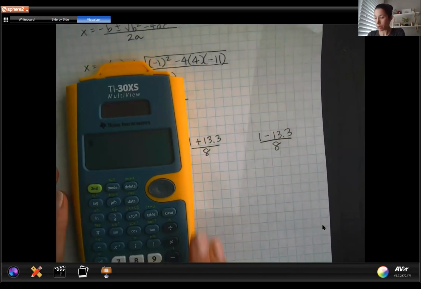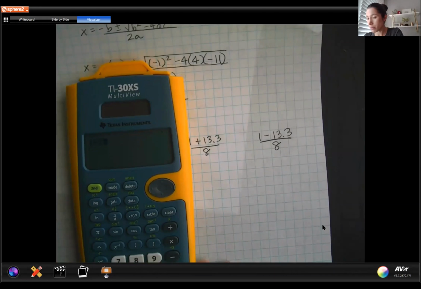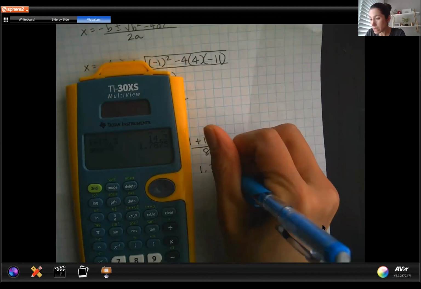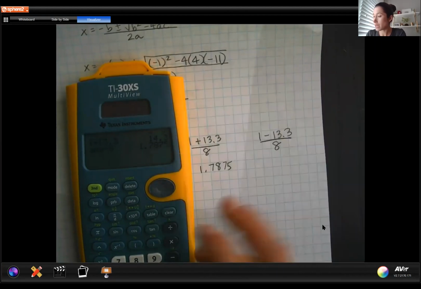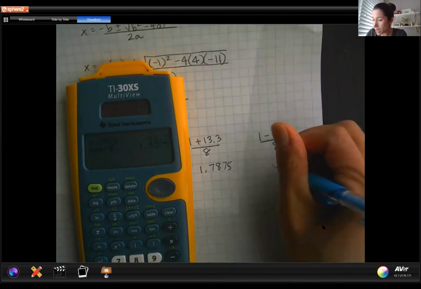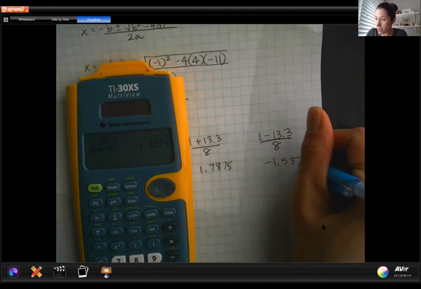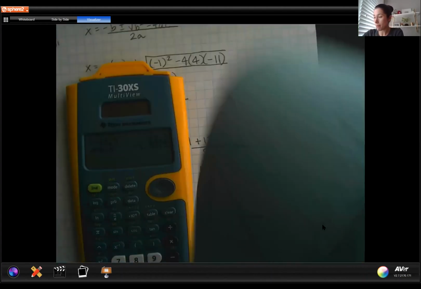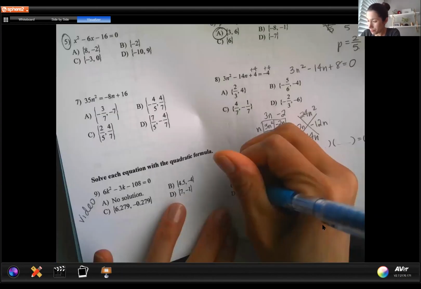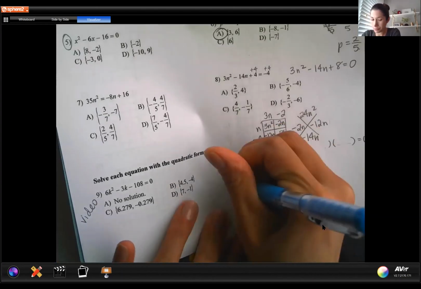So on our calculator, 1 plus 13.3 divided by 8 will be 1.7875, and then 1 minus 13.3 divided by 8, and that'll be negative 1.5375. So then I would just look and see what does that match up with here. And that would be this one for C.